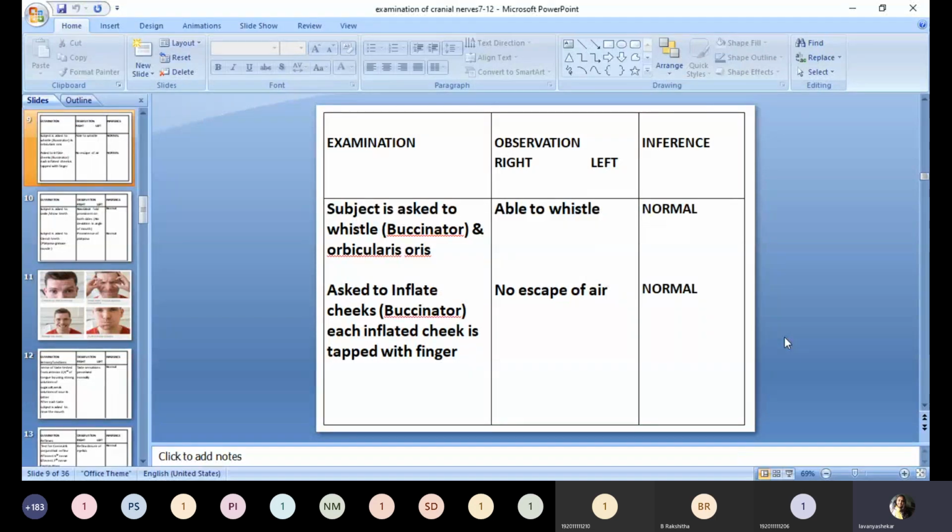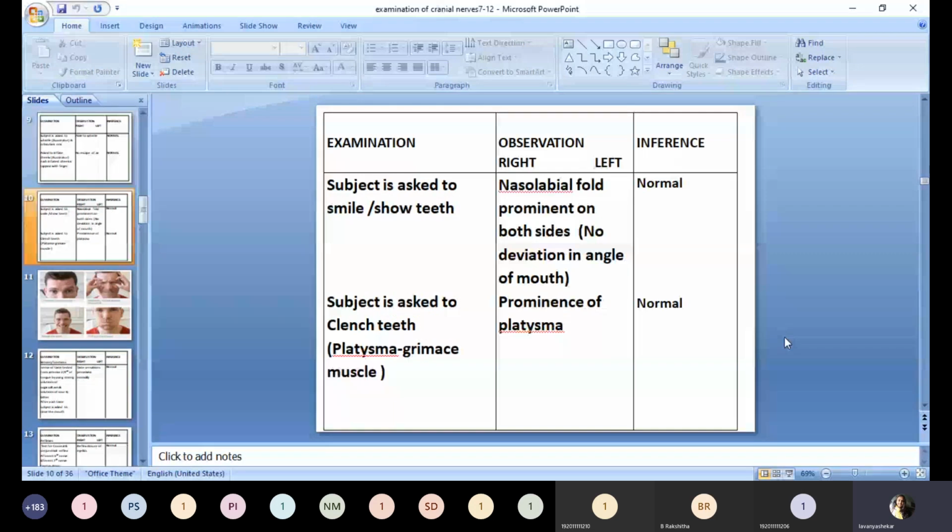To check for the nasolabial fold, you can ask the subject to smile or to show his teeth. Whenever the subject smiles or shows his teeth, the nasolabial fold will be prominent on both sides, and there won't be any deviation of the angle of the mouth in a normal individual. Also, to check the prominence of the platysma, you will ask the subject to clench his teeth. Whenever he clenches his teeth, you can see the prominence of the platysma muscle, whereas in an individual with facial palsy you won't be able to see it.